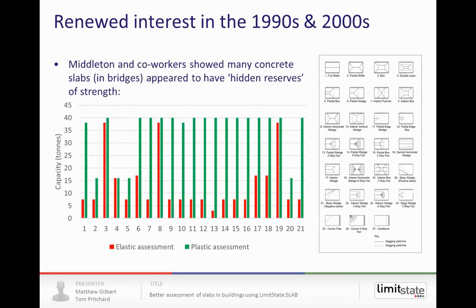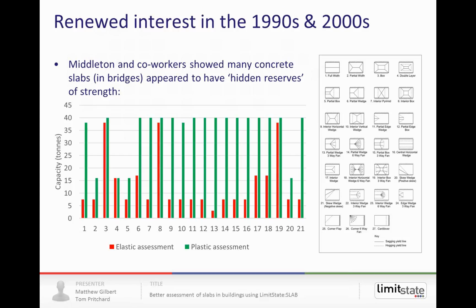So, for example, Middleton and co-workers applied the technique to bridges and showed that many bridges which were deemed likely to not be capable of carrying a given loading actually could carry the required loading. And what that software did is it actually looked through a library of potential collapse mechanisms and worked out which of those mechanisms was critical and what the corresponding collapse load factor would be.